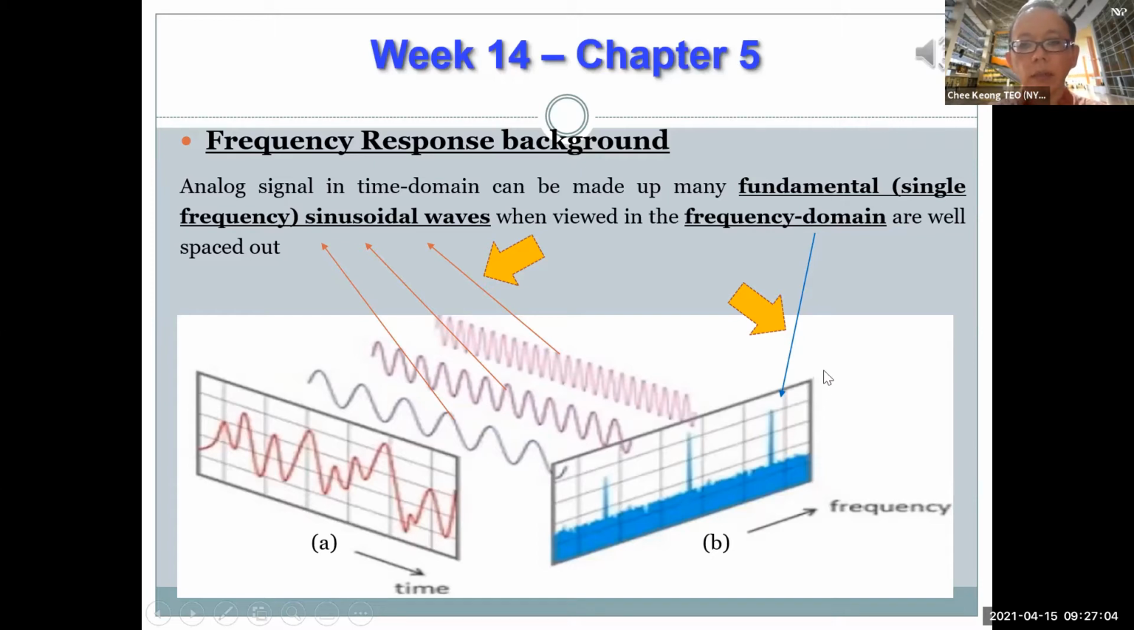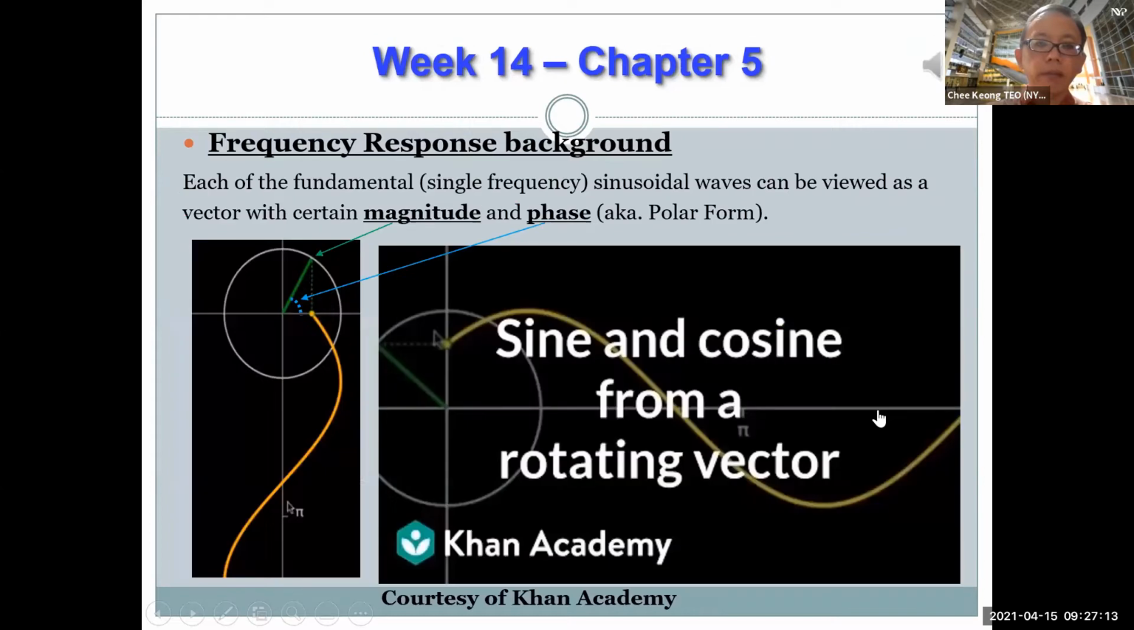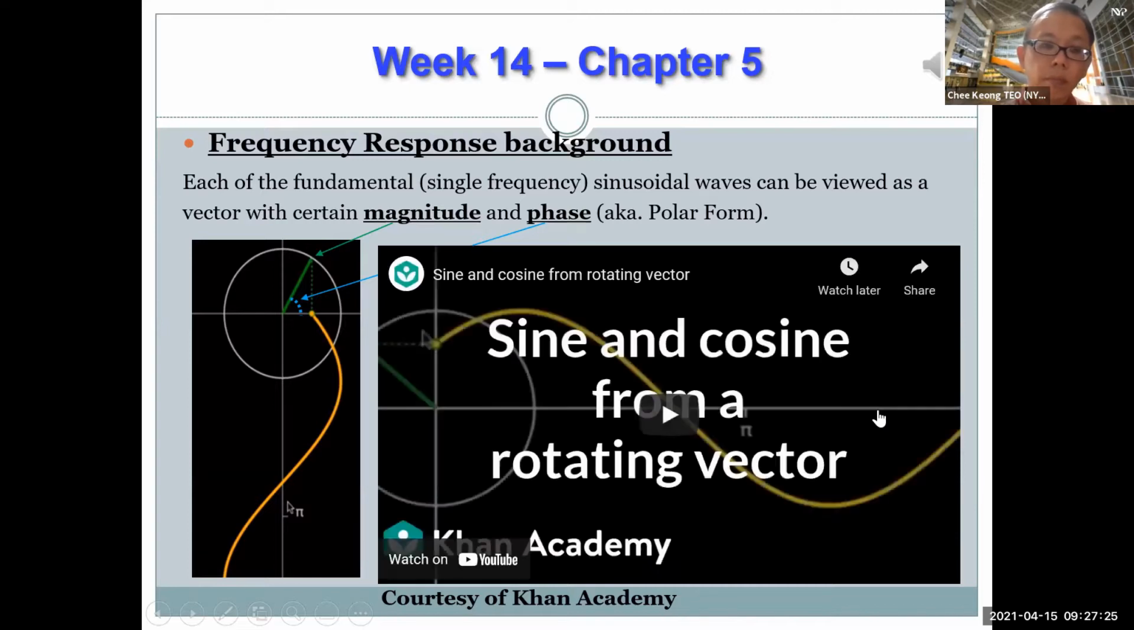So that's what this is all about, right? Each of these in the frequency domain is basically one single frequency component. Each of the fundamental, single frequency, sinusoidal waves can be viewed as a vector with certain magnitude and phase, aka polar form. Please watch the animation on how a rotating vector is a sine wave when resolved onto the y-axis.